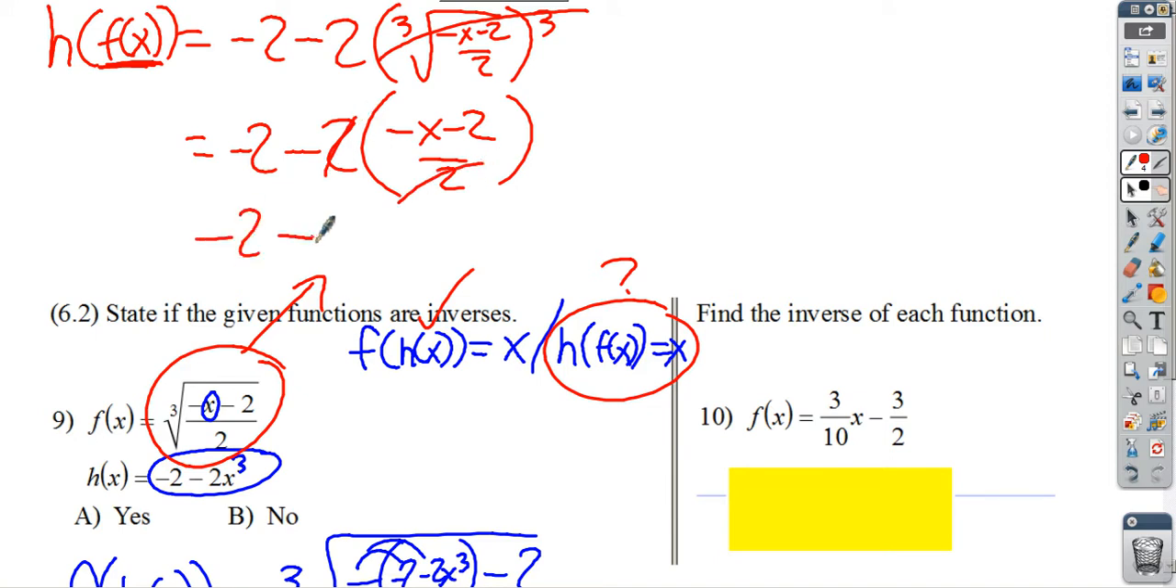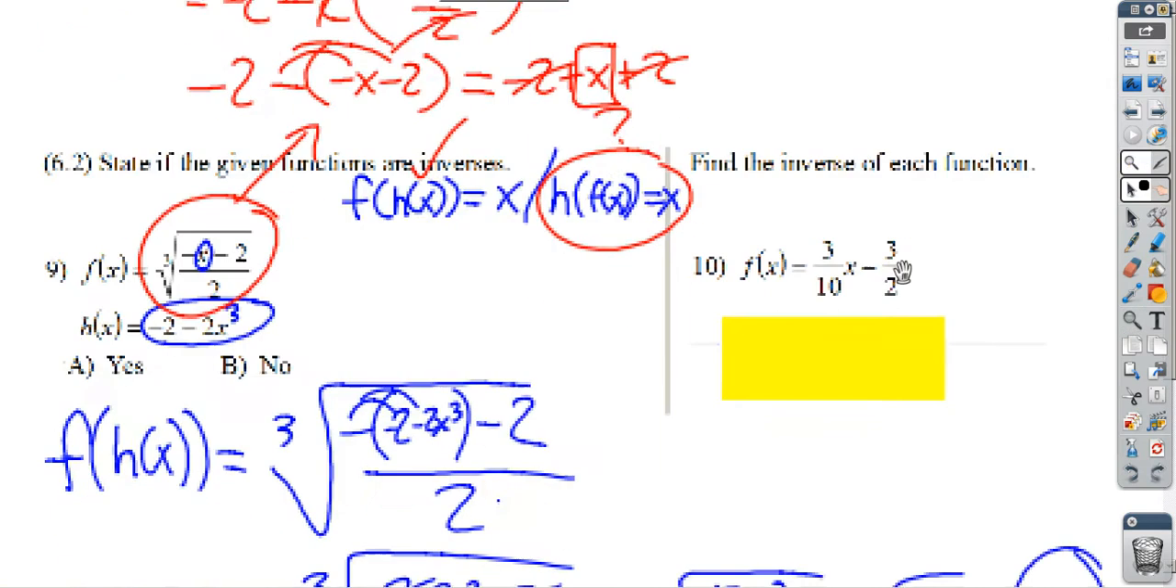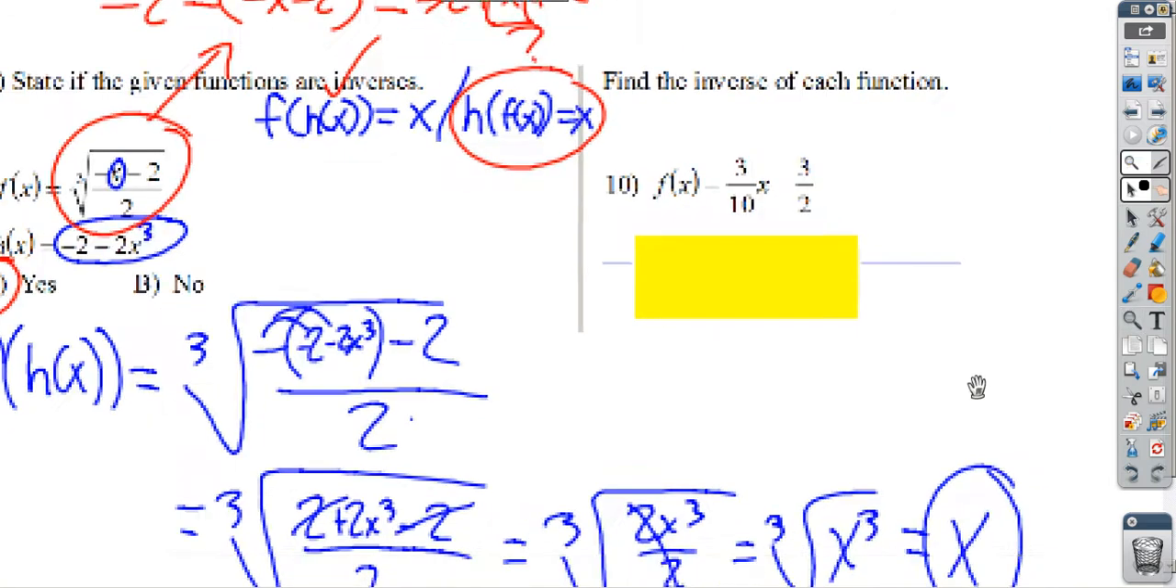So we're left with negative 2 minus negative x minus 2. Let's distribute the negative right here. Negative 2 plus x, and then plus 2, and sure enough those cancel, and we're just left with x. So since both compositions, both f of h of x and h of f of x, that's called composing a function, since both of those canceled everything out except for the x, the answer is yes, they are inverses. If that hadn't worked, they would not be inverses.